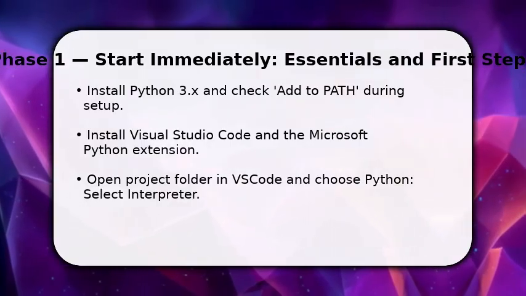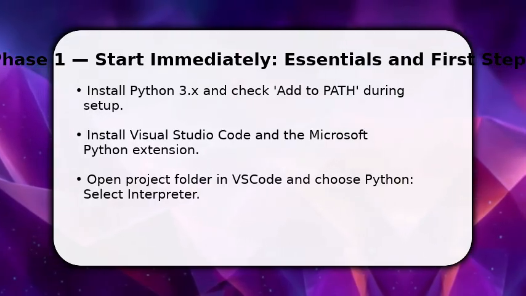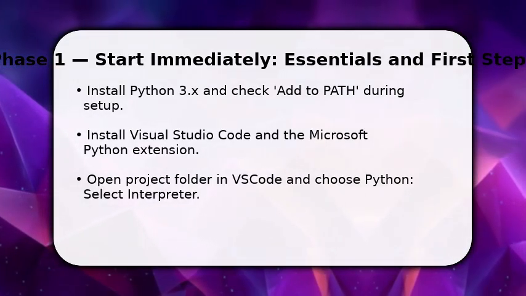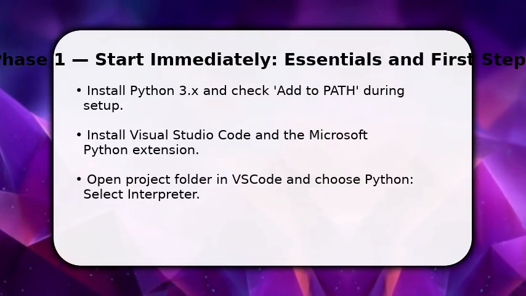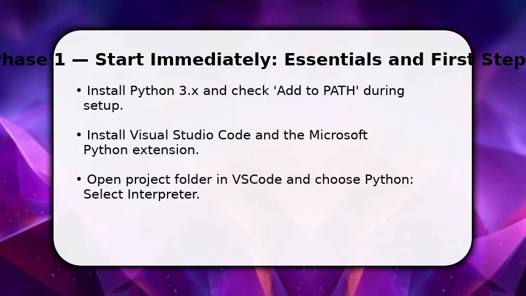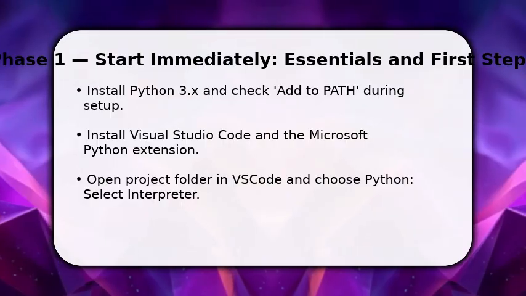Once done, open your project folder in VS Code and use Python: Select Interpreter to point VS Code at the installed Python. This step links editor features to the runtime, so code completion, linting, and debugging know which interpreter to use. Do it now, and verify the Python version in the terminal.